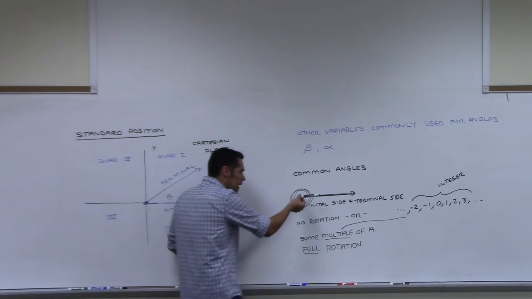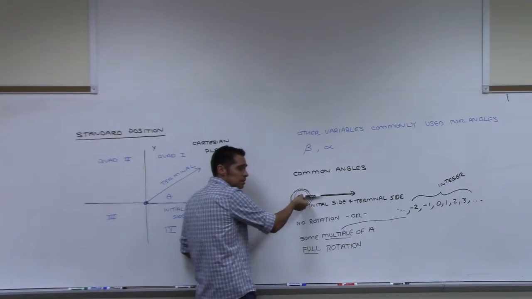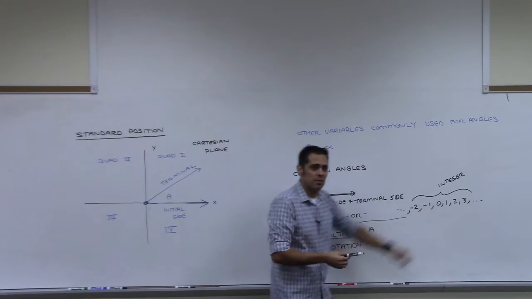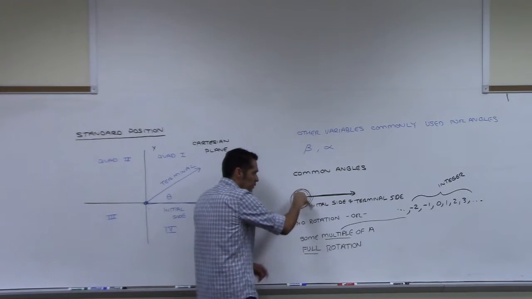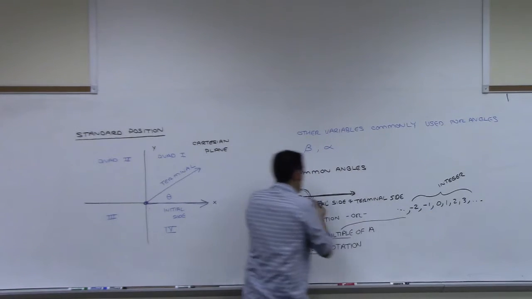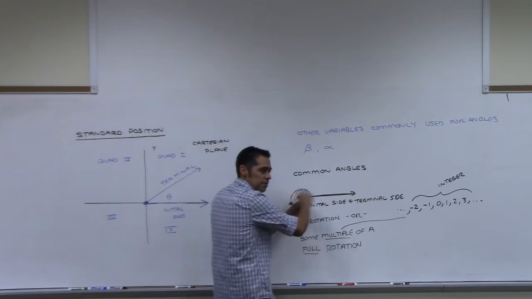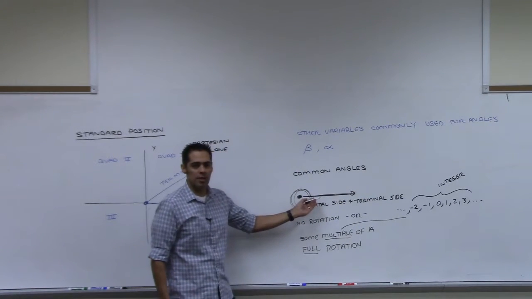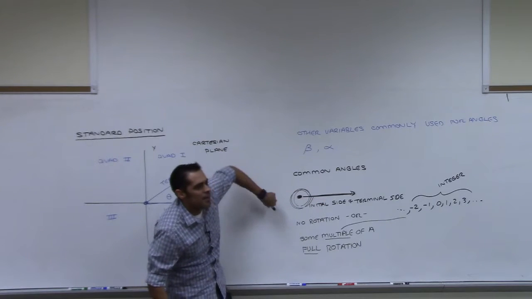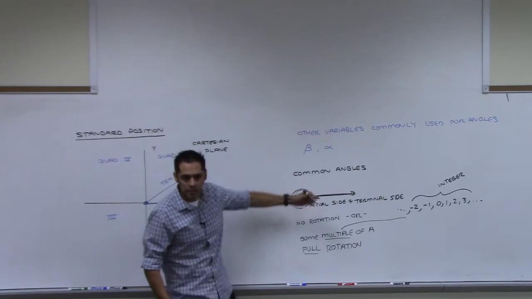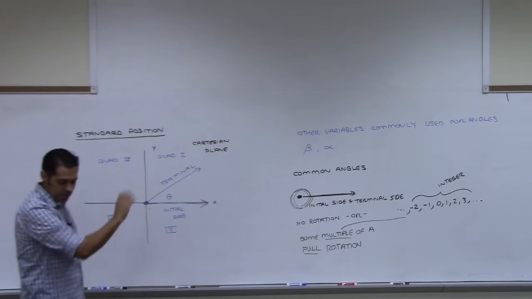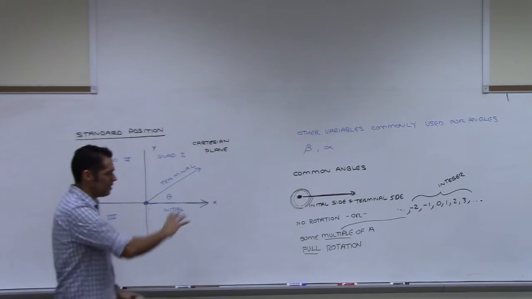Is that clear? If I'm pointed out this direction, then I've either not moved, which means I've done no rotations, or I've done one full rotation, or two full rotations, or three, or four, or five, or six. Or what about negative one rotation? I'm coming this way now, right? -1, -2, -3, -4. Make sense? Okay. I promise you, that's going to come up a little bit later. We're going to be using some different notation for that.